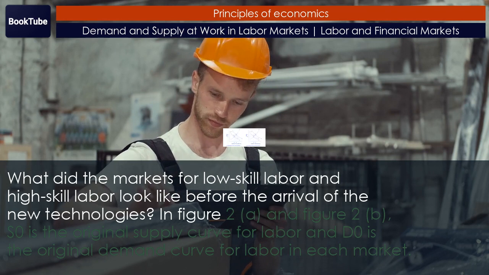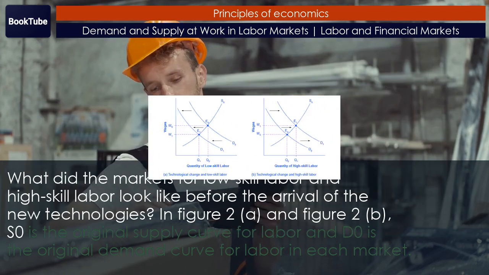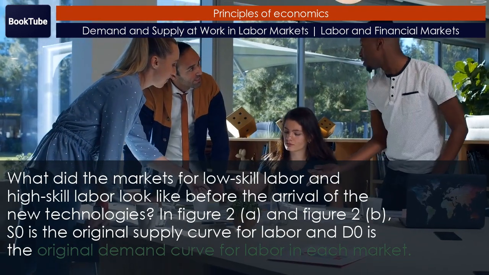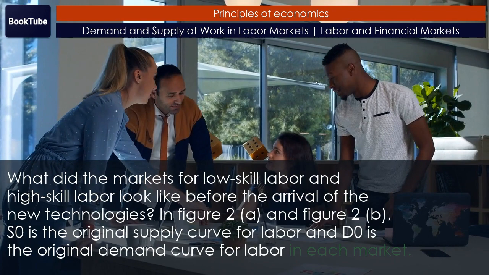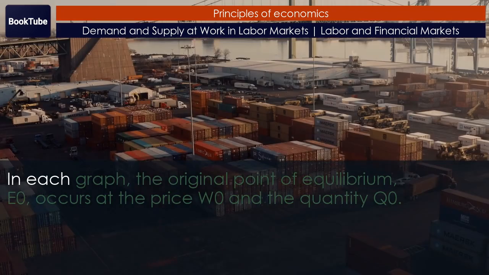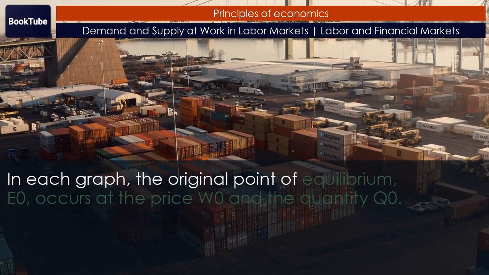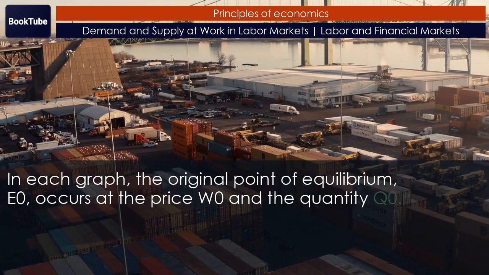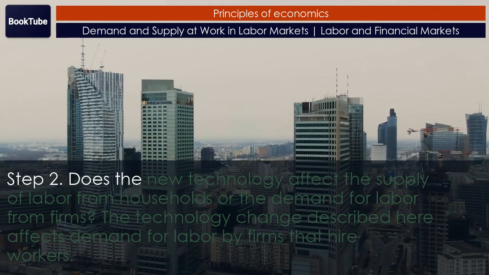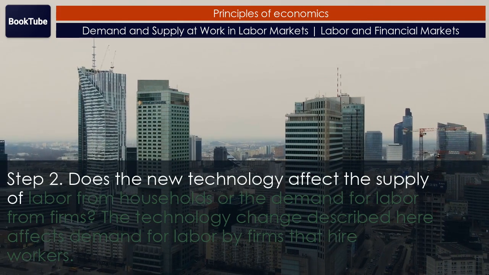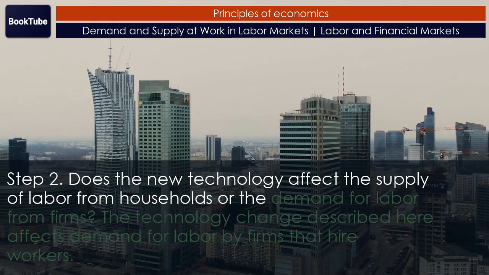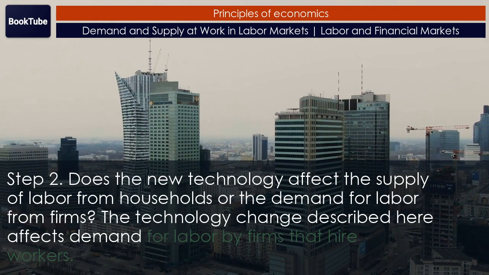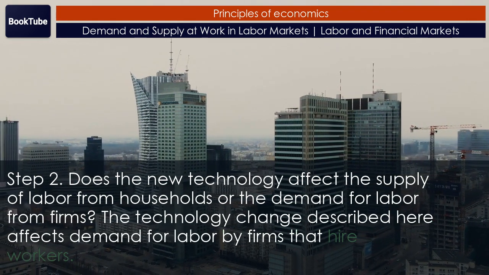In Figure 2a and Figure 2b, S0 is the original supply curve for labor and D0 is the original demand curve for labor in each market. In each graph, the original point of equilibrium, E0, occurs at the price W0 and the quantity Q0. Step 2. Does the new technology affect the supply of labor from households or the demand for labor from firms? The technology change described here affects demand for labor by firms that hire workers.